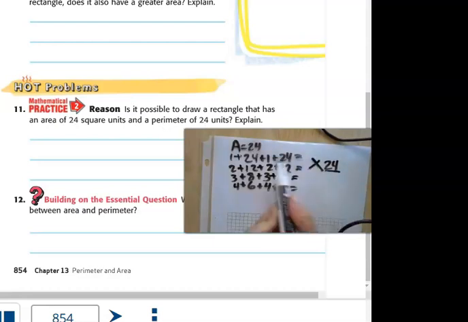If there's no way to get 24 when you add up all these, then you're going to say no. And I've just shown you the reason why. You need to rewatch this and write it out in your own words to get the explanation part of it.